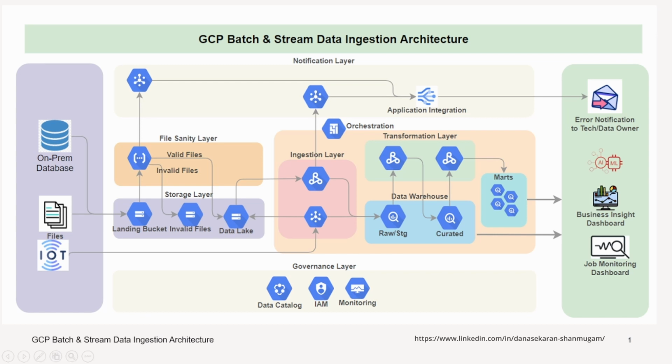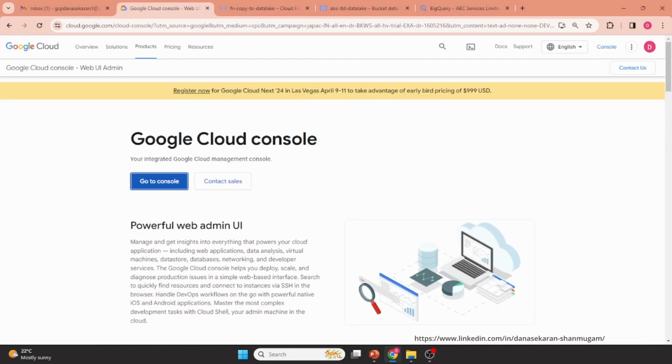Here in the diagram I mentioned raw or stage, but we are going to maintain stage separately, the raw schema separately, and the curated schema separately in BigQuery. Let us go and create a composer.